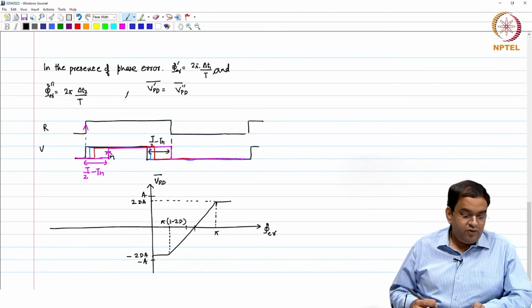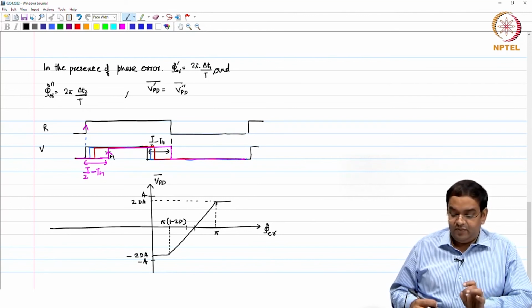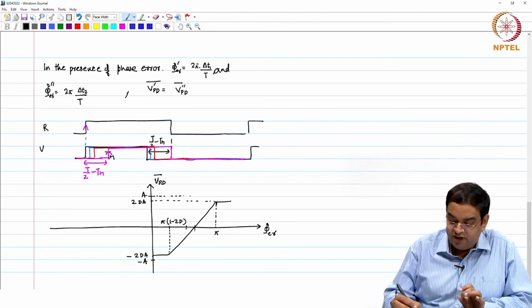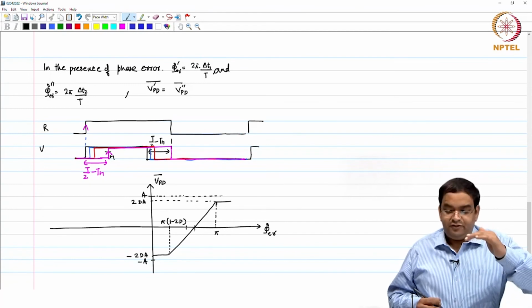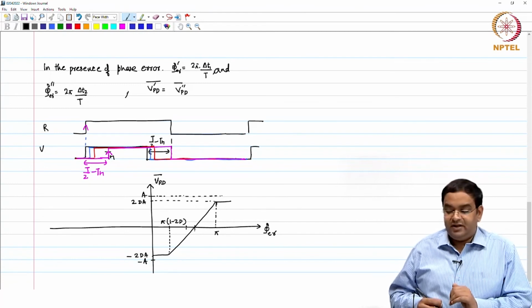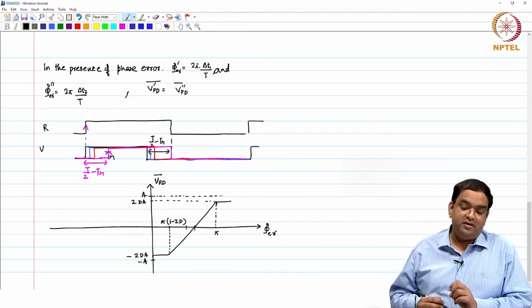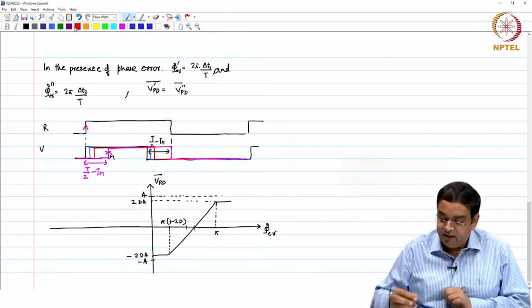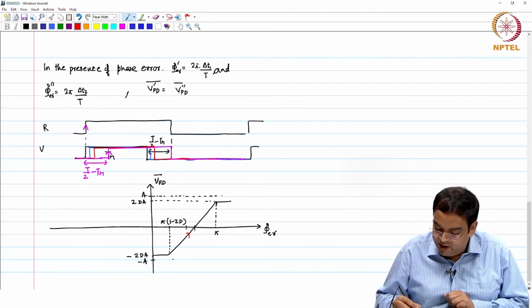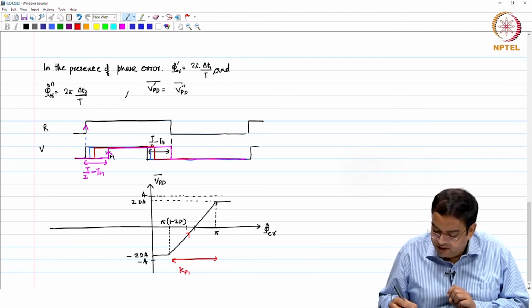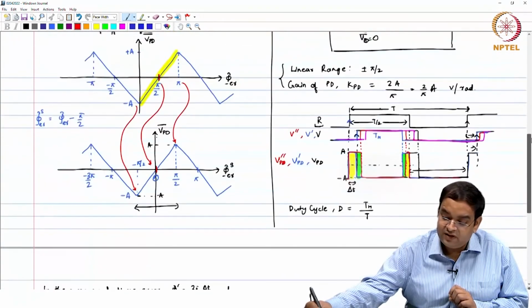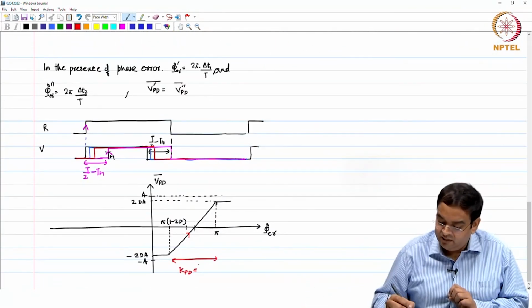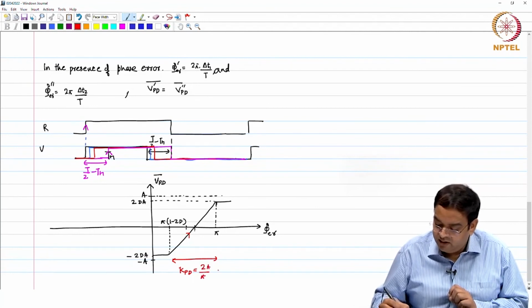Okay. So, what you see here is that in place of VPD average reaching minus A and plus A, right, it gets fixed at two different points, which is minus 2dA and plus 2dA. Okay. Interestingly, the gain during this region still remains the same as what you had previously. What was the gain? 2A by pi, this still remains 2A by pi radians per volt.